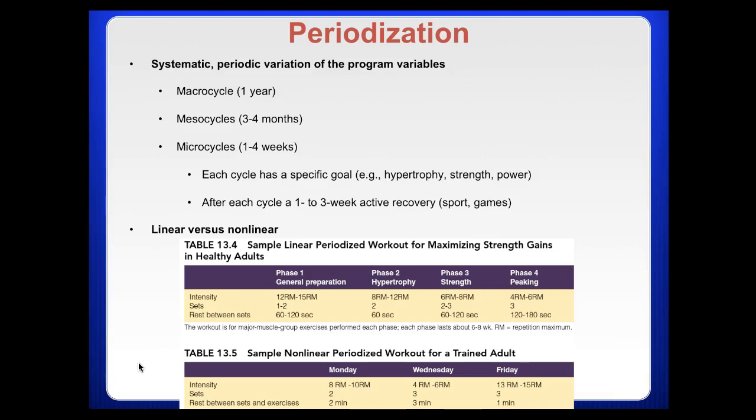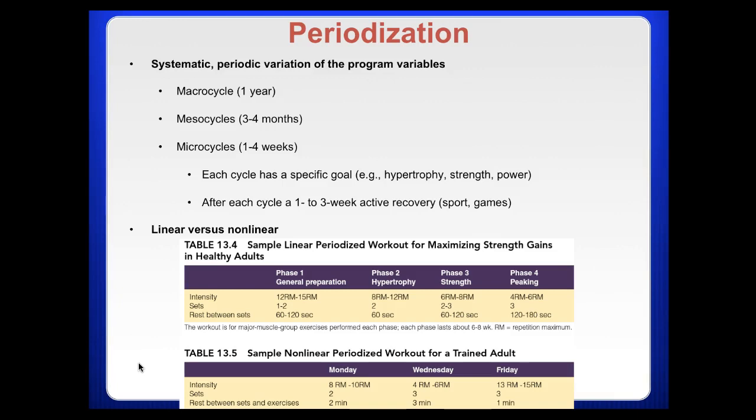So in general, if we are looking at a linear periodized model, then the training plan is divided into time periods. You see these time periods listed here as macrocycle, which is about a year. And that's divided into mesocycles, which are about 3 to 4 months. And that is further divided into microcycles, which is from 1 to 4 weeks. So each of these cycles has a specific goal: hypertrophy, strength, or power. You can see this if you're looking at table 13.4 below. Phase 2 is hypertrophy, phase 3 is strength, and phase 4 is peaking.